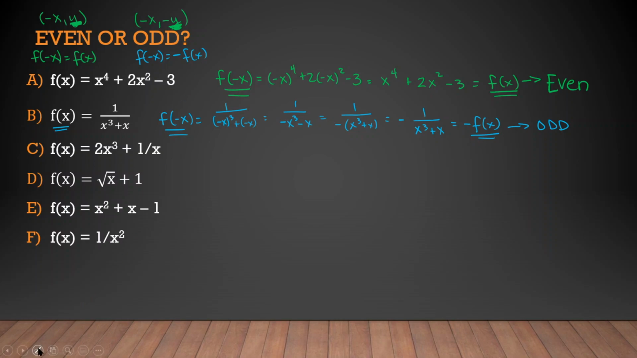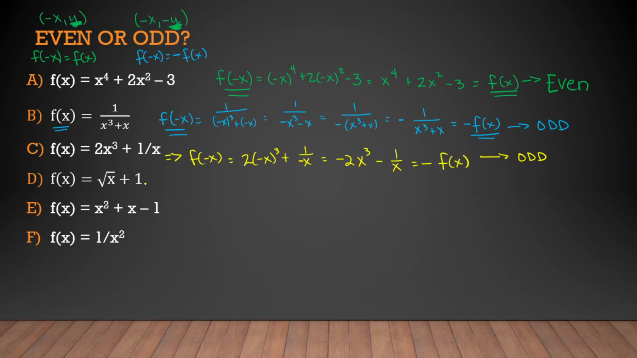Okay, so let's do another. Here, I can take f of negative x. So I get 2 times negative x cubed plus 1 over negative x. Cubing that negative makes it negative. And this negative here in front of the x can just make it a subtraction. So this equals exactly the opposite of what I started with. So again, that's odd.